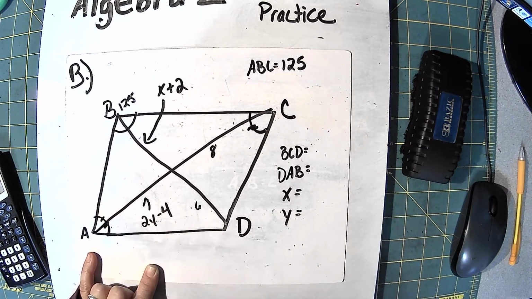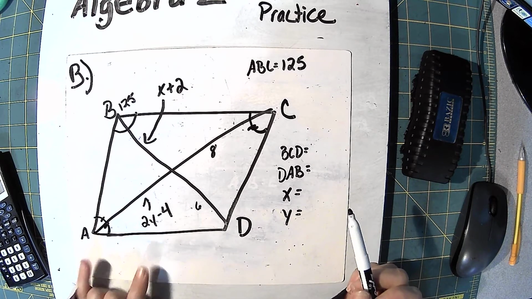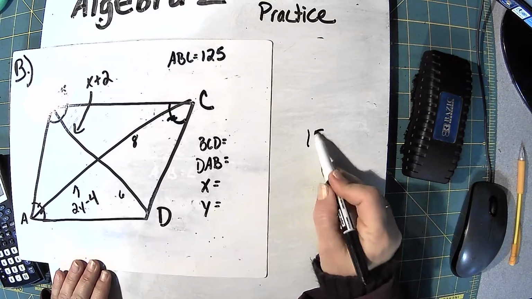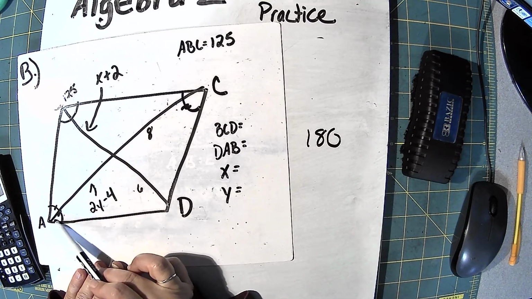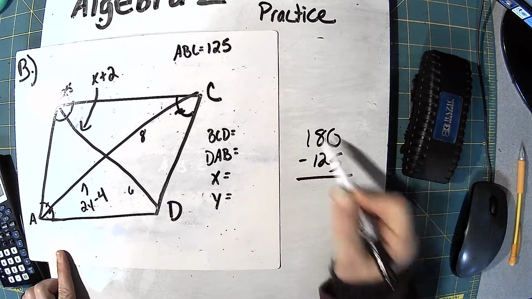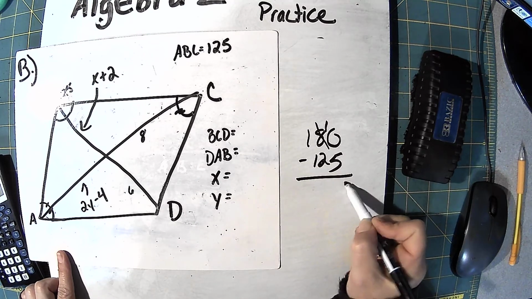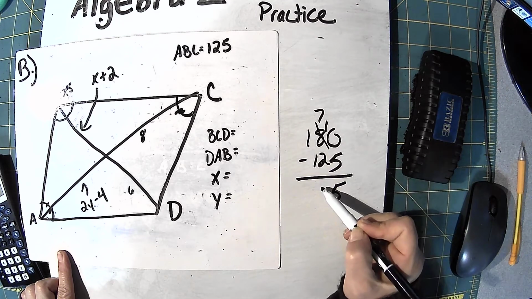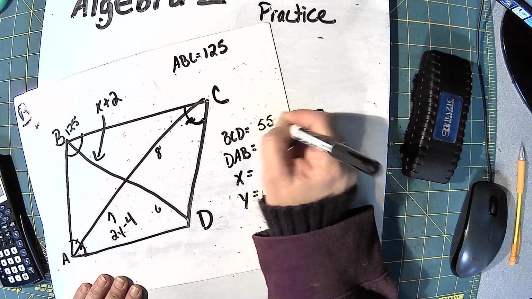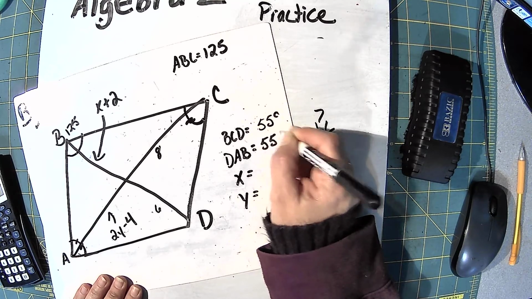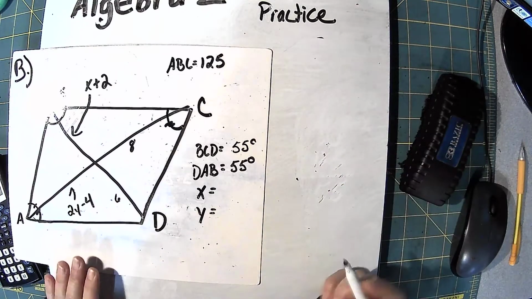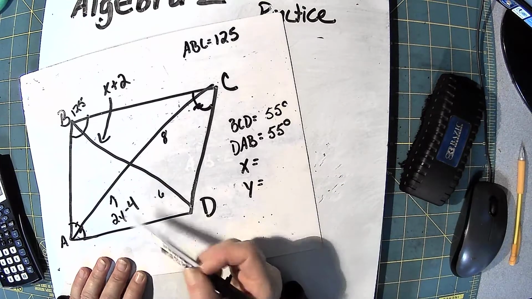If all we have to do is find one of them because they're going to be equal to each other. Alright, so if that's 125, the whole thing equals 180 here, so we're going to do 180 minus 125. And that's going to be 55. And that means the other one has to be 55 as well. So that was pretty easy. Those first two angles are 55 degrees. Now we've got to find X and Y.